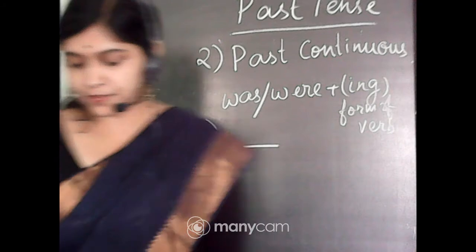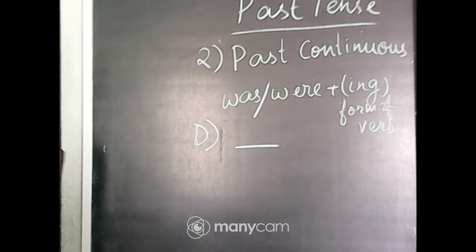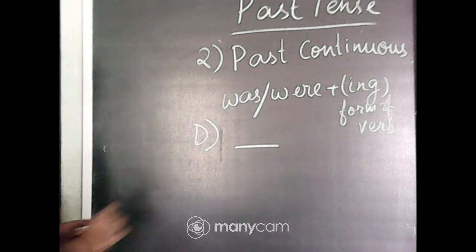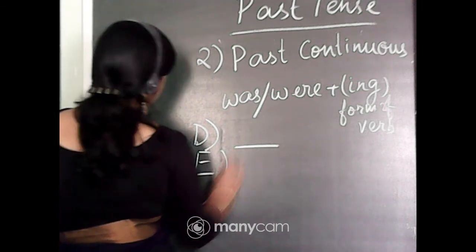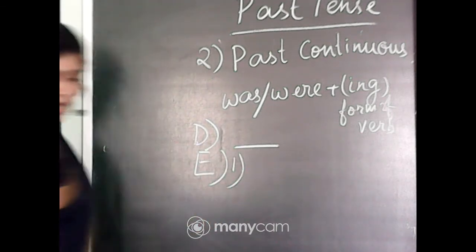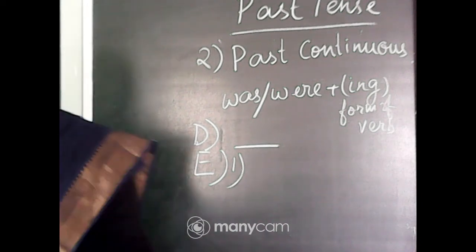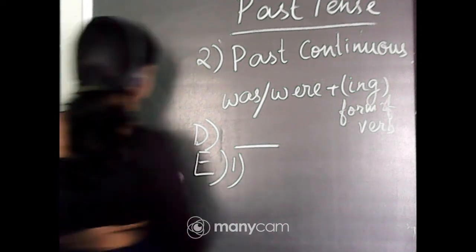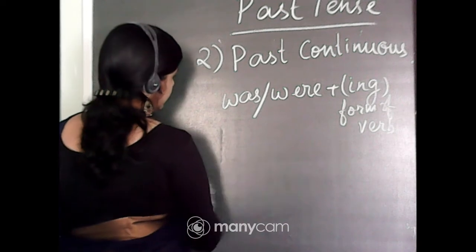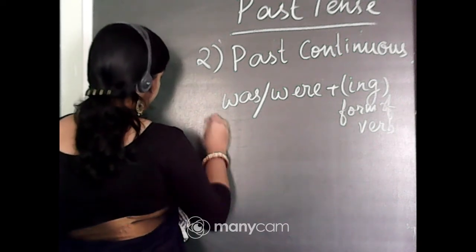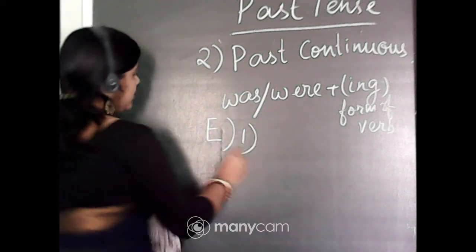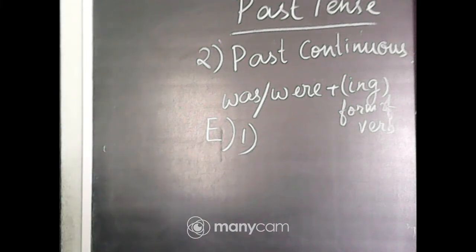Number E. Number F I won't be discussing in class. You may do it if you want to. Number E is also the same thing. You just have to write the past continuous forms of the verb.